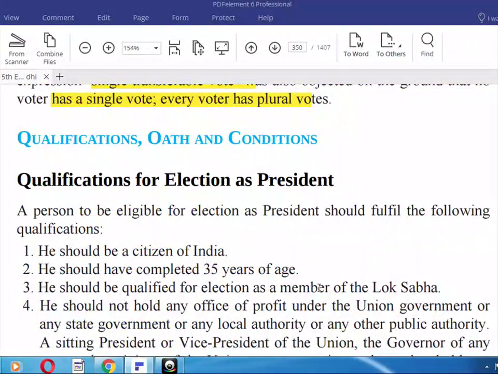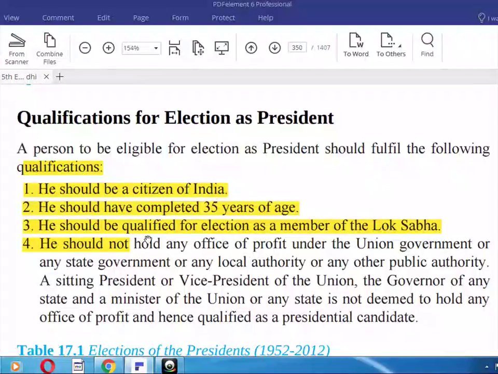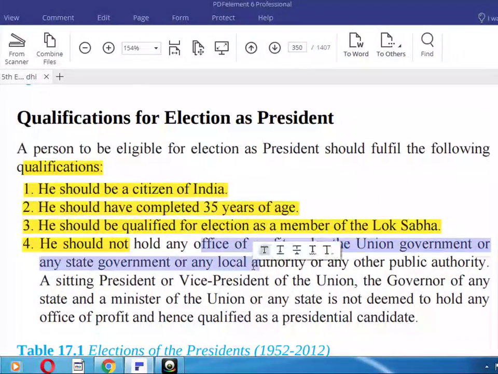Qualifications, oaths and conditions. Qualification for election as president: a person to be eligible for election as president should fulfill the following qualifications. He should be a citizen of India. He should have completed 35 years of age. He should be qualified for election as a member of the Lok Sabha. He should not hold any office of profit under the Indian government or any state government or any local authorities.